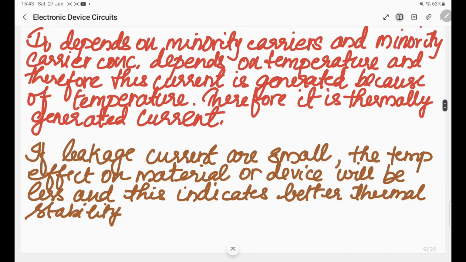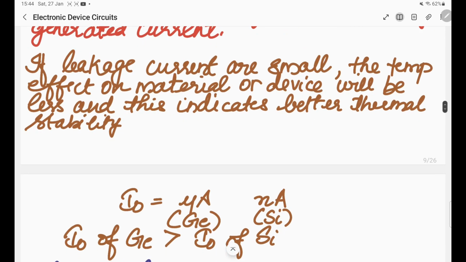If leakage current is small, then what happens? The temperature effect on the material or device is less, and this indicates better thermal stability. Sorry, if the leakage current is small, then the temperature effect on the material or device will be less. That's what I wanted to mean. And if the leakage current is not too dependent upon temperature, then you can say that this material has better thermal stability.